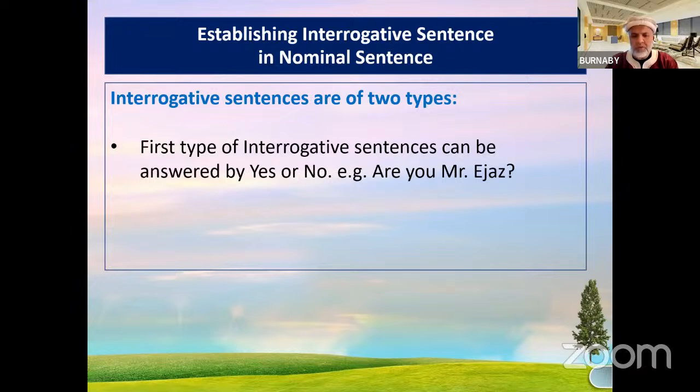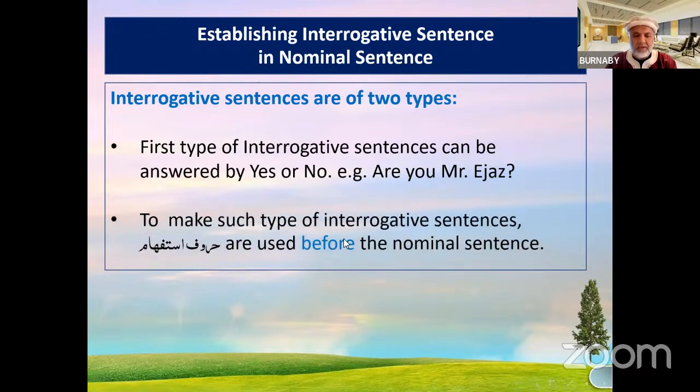So there are two types of questions. The short ones where the answer is either yes or no. And then there are other questions which require a longer sentence or longer answer or some sort of explanation. The first type is yes and no, and to make such interrogative sentences, we use huruf istifham. Istifham is question. The huruf of question. And where do we use them? Before the nominal sentence. So we need to know where to put them.